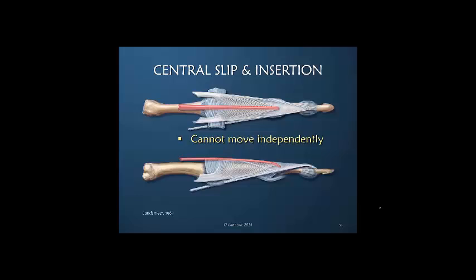But this central slip cannot move independently. When there is any tension through the central slip, it is also transferred to the entire dorsal apparatus, and thus the entire dorsal apparatus would move in relation to this tension. The insertion at the central slip insertion does tether down the dorsal apparatus, limiting the excursion of the dorsal apparatus.